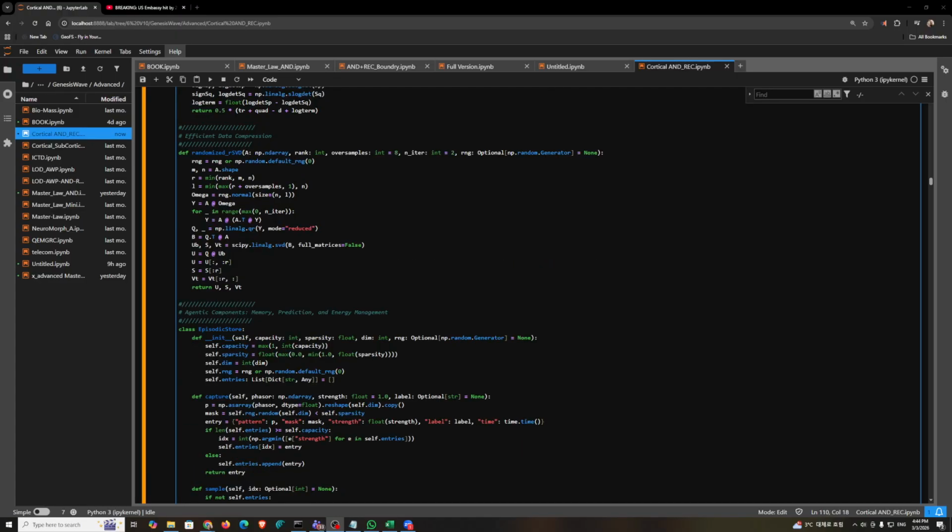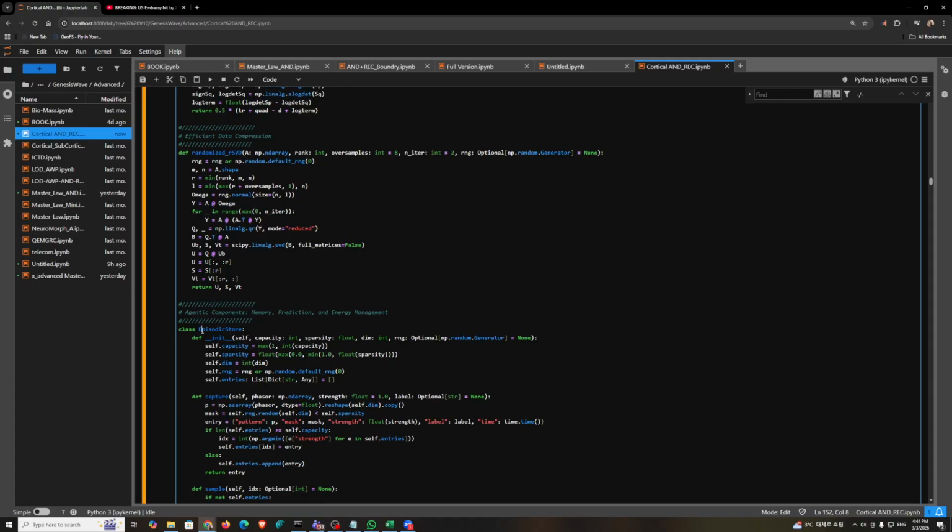Alright, with our foundational tools in place, we now have to build the core capacities of our BioCyber agent: how it remembers, how it predicts, and how it manages its energy budget, right? So its core capabilities. Just as humans remember specific events like episodes, anything that happens in our lives, these are episodes we remember, so too our A&D engine has an episodic store.